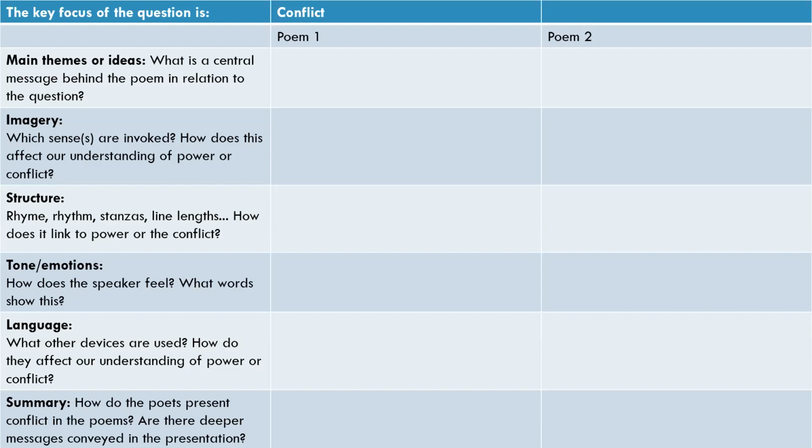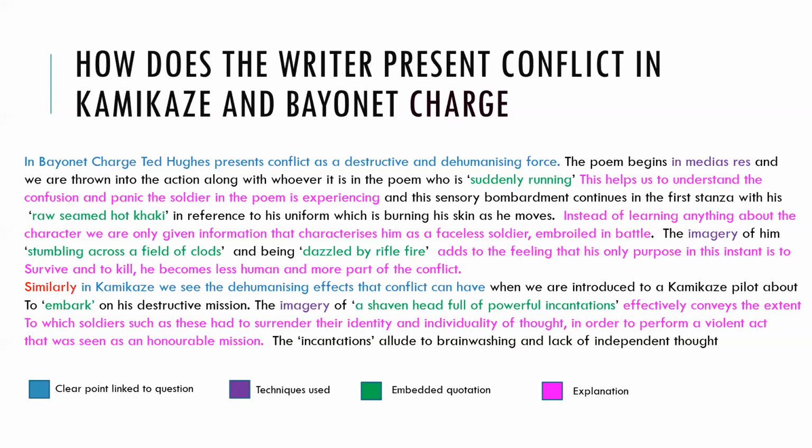Okay, so that is an essay plan really to help you to structure an answer. You could try filling this in yourself and then listening to the discussion, or you could listen to or watch the discussion and then fill it in afterwards. That's up to you. And here I've just modelled an example paragraph for you, just to show it's not the best paragraph in the world, but I wanted to make it accessible to everybody. I'm just going to read through it, and you can see that I've colour coded it because these are the sorts of things we'd like you to try and include in a comparative essay. So in Bayonet Charge, Ted Hughes presents conflict as a destructive and dehumanising force.